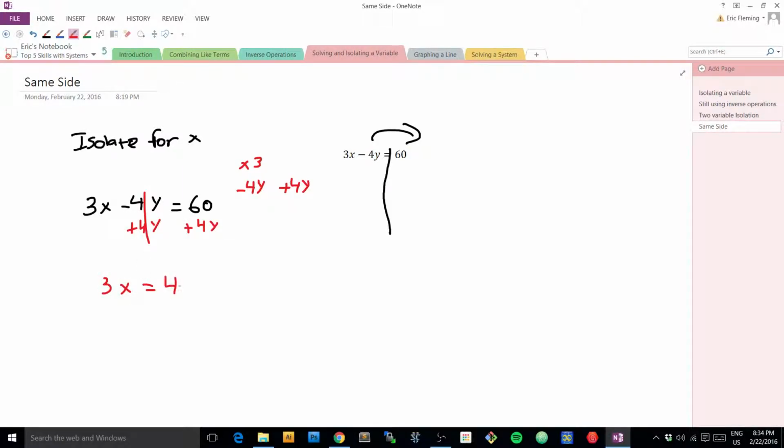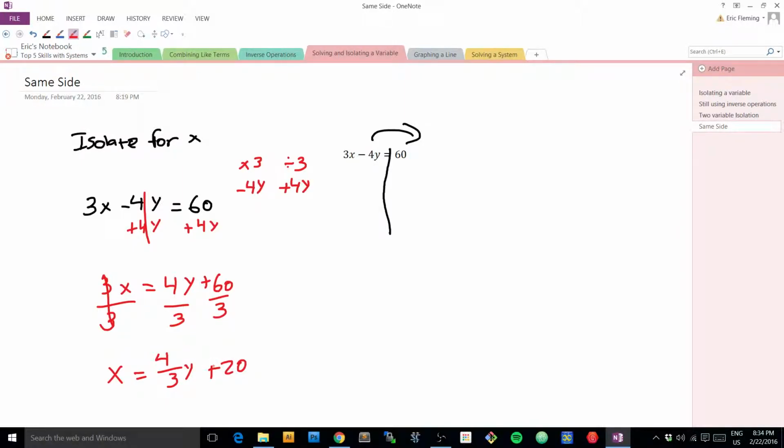3x equals 4y plus 60. Notice I did not force the 4y and the 60 together. Those are different terms. One of them has a y and one of them does not have a y. But we're still not done. I still have to undo this times 3 with a divide by 3. So when I divide by 3 here, I need to divide by everything on this side, giving me x equals 4 over 3y plus 20.